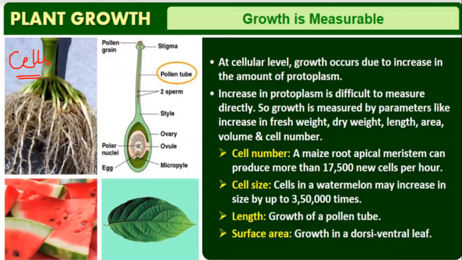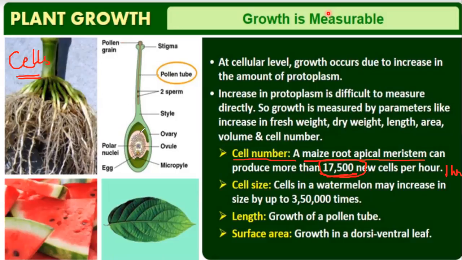That is, a typical maize root can produce 17,500 new cells per hour. Okay, in 1 hour, the maize plant can produce what? In 1 hour, it can produce 17,500 new cells.